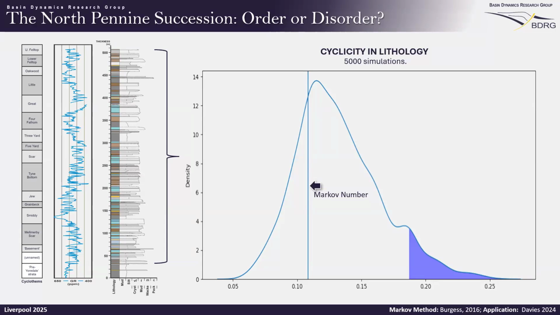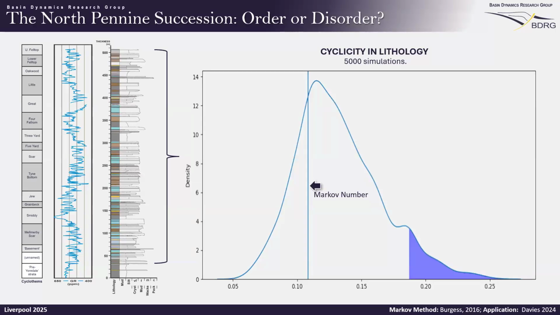So one way of evaluating that is to take your succession and then randomize it, shuffle it up, and then work out the Markov number of something that is quite clearly just shuffled, random, and disordered. And if you do that a statistically significant number of times, like 5,000, you can end up with essentially a probability density function, this blue line here, of Markov numbers for a disordered representation of that succession. So this is the probability envelope, essentially.